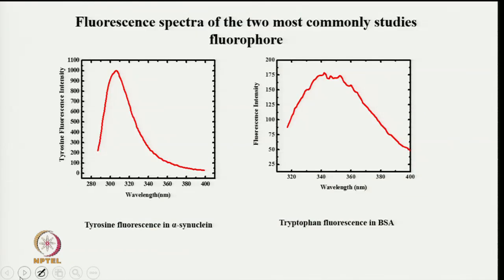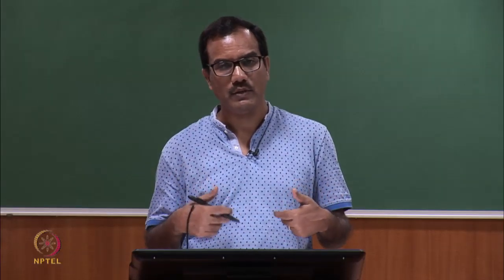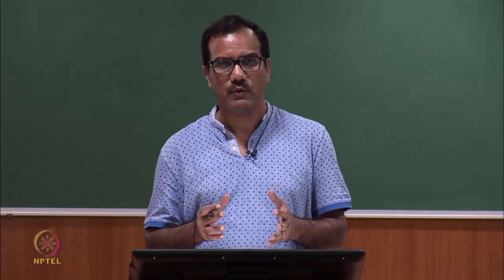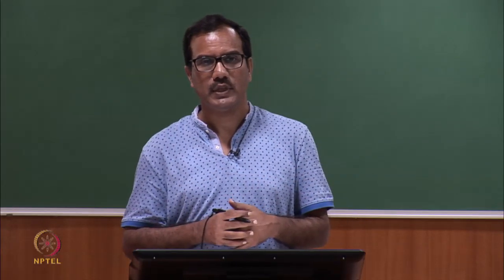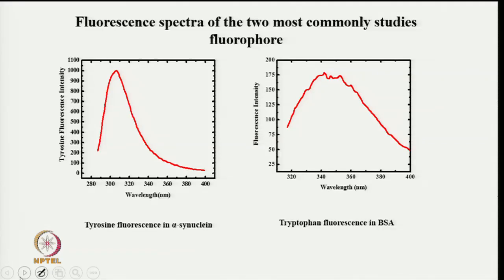So, if I want to calculate the delta G value, or we want to know the Tm value or Cm value, we need to look at the fluorophore, which is a part of the protein, and there are two very important fluorophores.